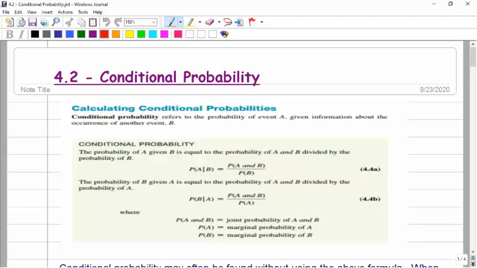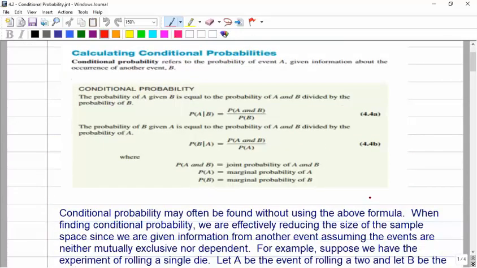Conditional probability means you're trying to find the probability of some event given that you somehow know information about another event. So you're trying to find the probability of A given information about the occurrence of another event B. Sometimes that B would not affect A, which is something we call independent events, but a lot of times it can. Let me give you a couple of examples before we jump down to the formula here.